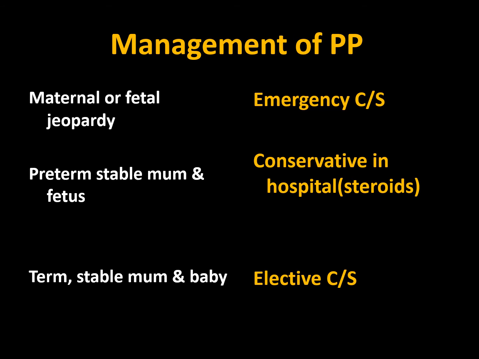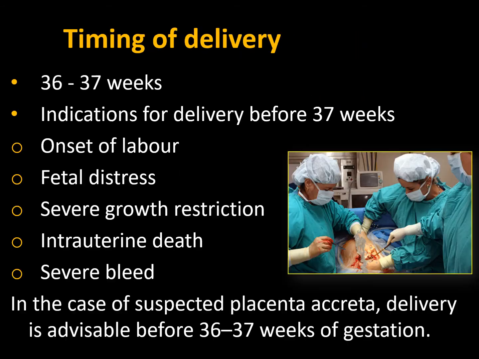So the delivery of placenta previa is always and always by cesarean section. Vaginal delivery is not allowed. The question is, should it be emergency or elective? It can also be a scheduled cesarean section. Timing of the delivery depends on the grade of the placenta previa, usually between 36 to 37 weeks.